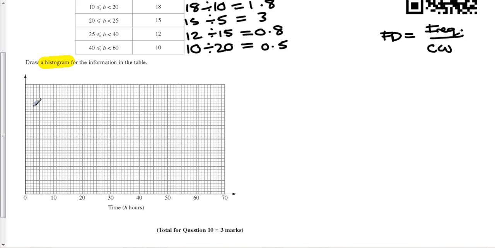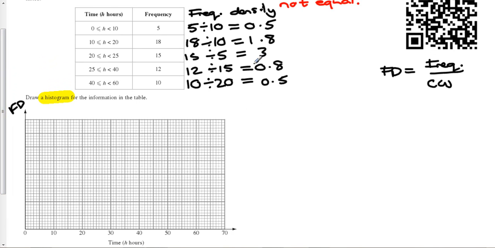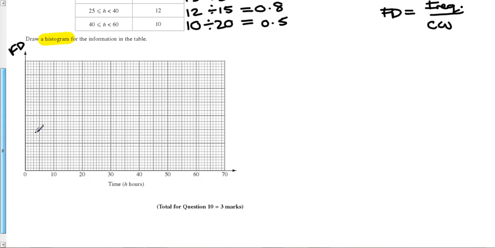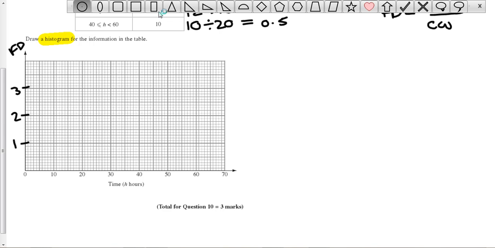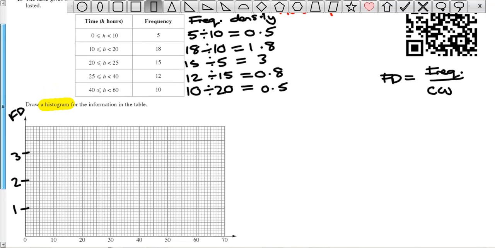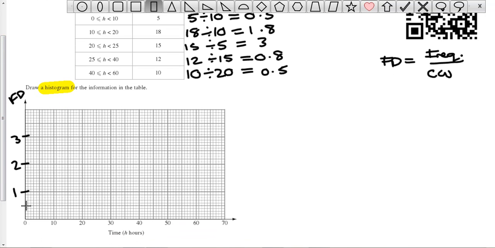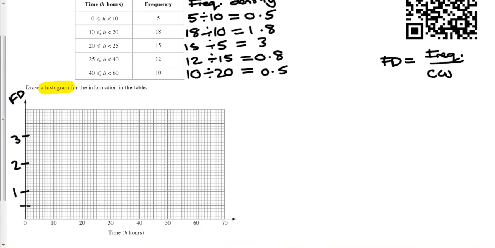Now with frequency density, if there's no numbers on the vertical axis, it means that you've got to add them on. So for frequency density, you'll notice that the numbers need to go as high as 3. So presumably the easiest way to do it is like that. So if we then start adding our bars in, the first bar needs to go to 0.5, and it's for the group between 0 and 10.